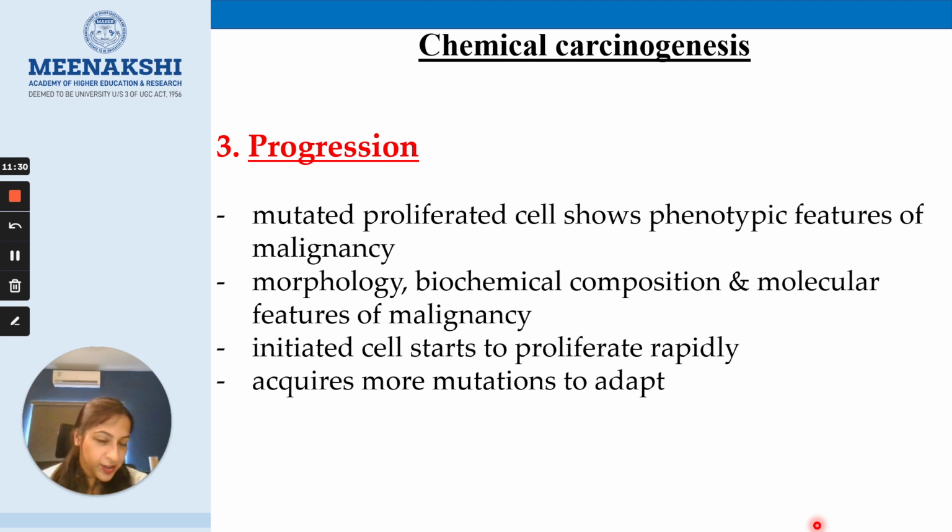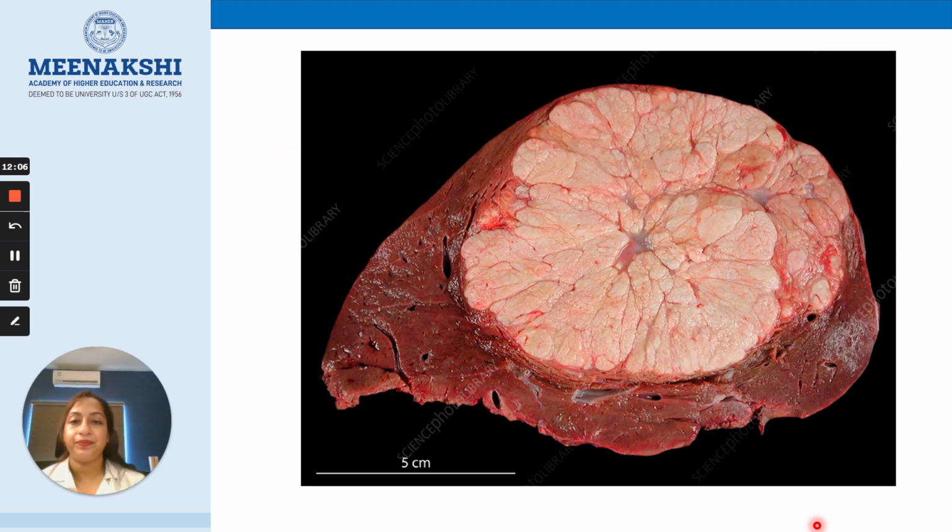So the last step of chemical carcinogenesis is progression. You've already initiated the mutation, the cell is already proliferating with the same mutated DNA, and now comes progression. The mutated proliferated cell shows phenotypic features of malignancy. Their morphology, the biochemical composition, the molecular features of malignancy are all different from a normal cell in the same organ. The initiated cell starts to proliferate rapidly and it acquires more adaptive mutations. Now the tumor will start learning how to grow its own blood vessels, how to grow rapidly, how to avoid the immune system, right? So this is an example of a hepatocellular carcinoma.